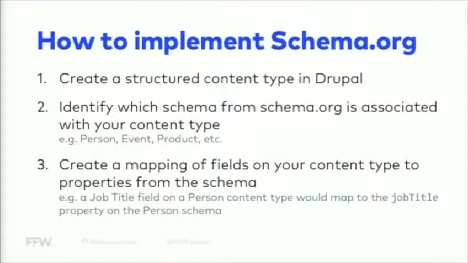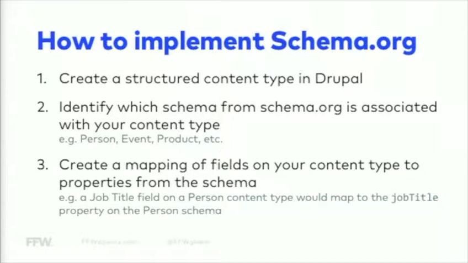Okay, how to implement schema.org in your Drupal site. At a high level, there are 3 main pieces. Number 1, you create a structured content type in Drupal. That could be anything as simple as a blog post or an article, to some custom content type that you came up with for your organization, like a product type. And you give it lots of specific fields that describe the content. Number 2, you identify which of the schemas from schema.org match your content type.